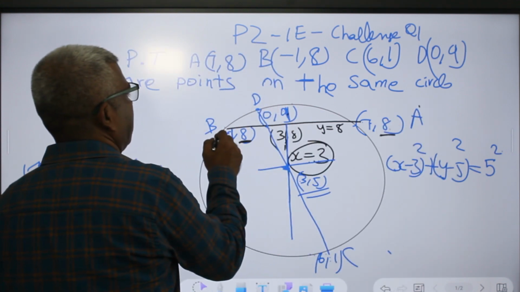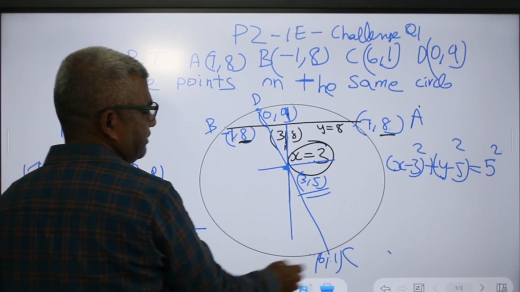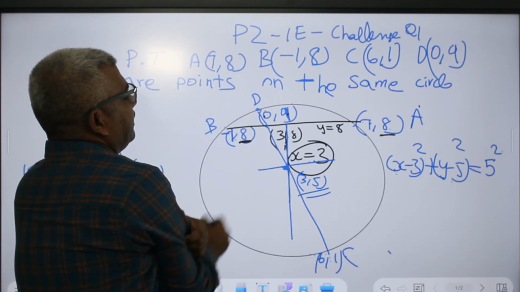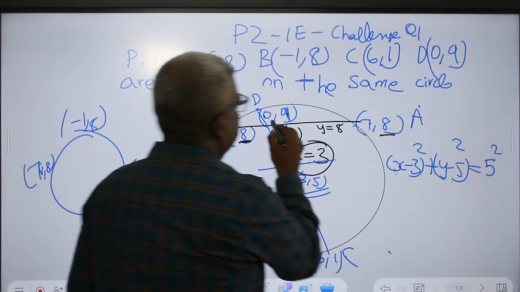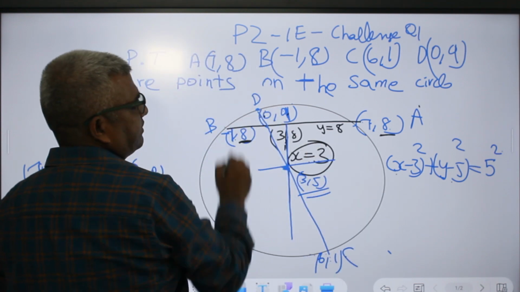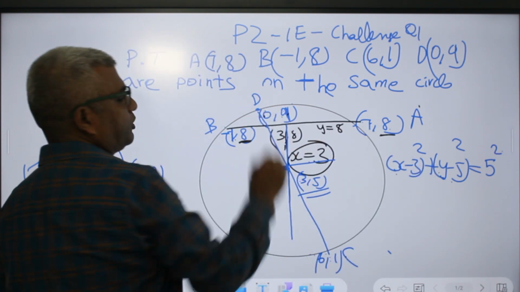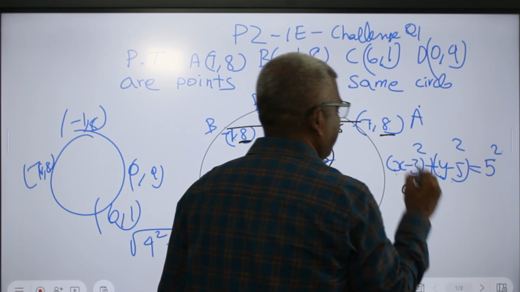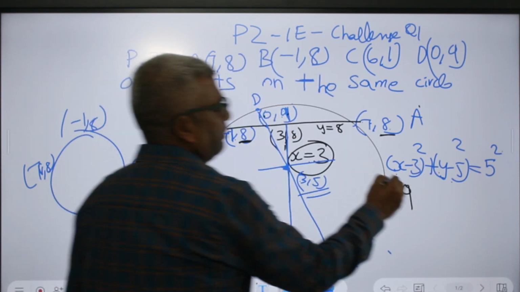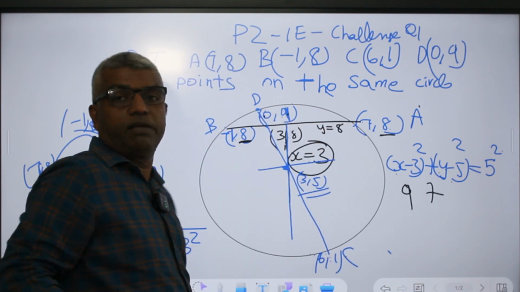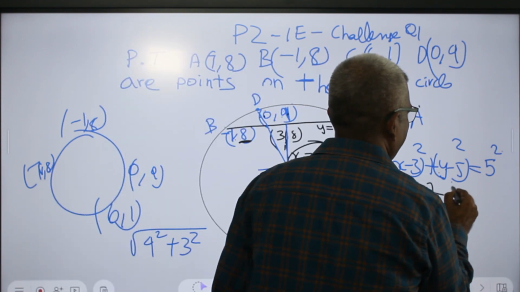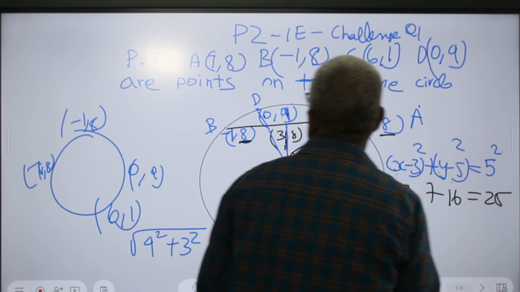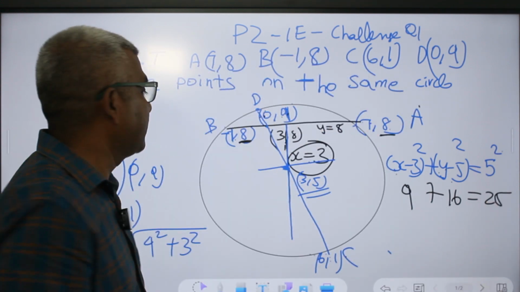Now check the points D, B and C by substituting in place of x and y. I am substituting D. In place of x, I am substituting 0, and in place of y, I am substituting 9. 0 minus 3 is minus 3, minus 3 squared is 9. Plus, 9 minus 5 is 4, 4 squared is 16. Total 25. So point D is also on the circle.